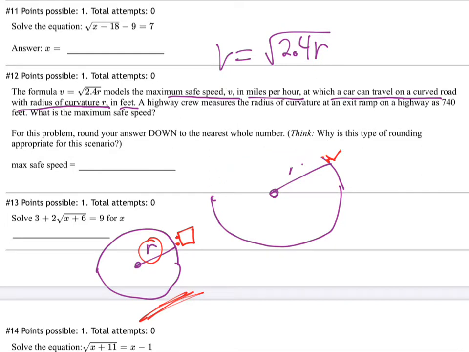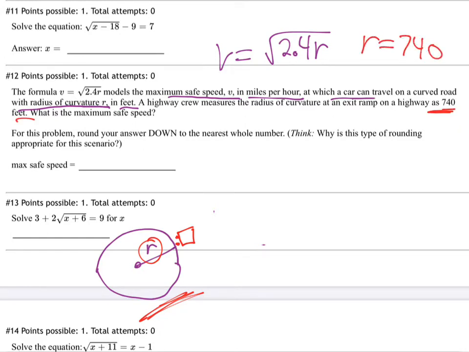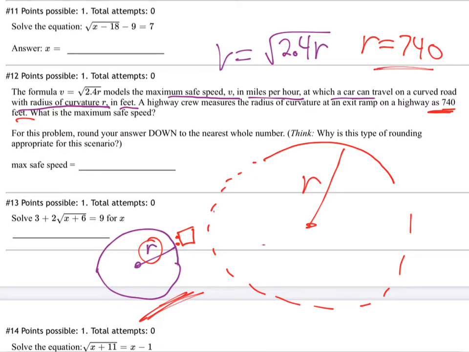Okay, so anyway, enough fooling around. What's their question? If you have a radius of 740 feet. This is what highway people would do. They would have a little piece of curvature of a road, and they would finish the circle. They have instruments that will finish the circle, and then they'd measure the radius of that circle. I didn't finish that circle too well, but you get the idea. From a little piece of a curvature, they can complete a circle, measure a radius, plug the radius into this formula.